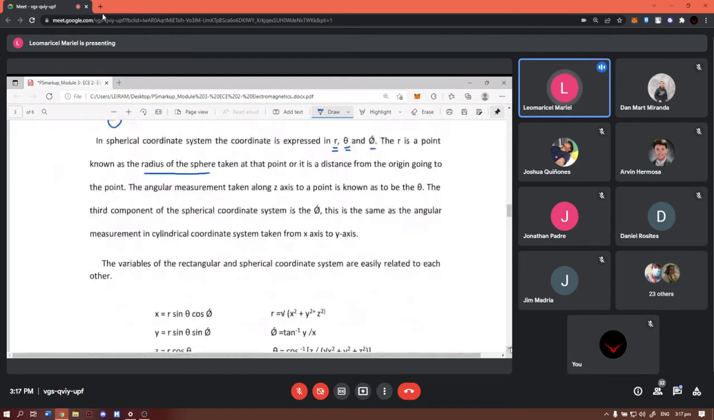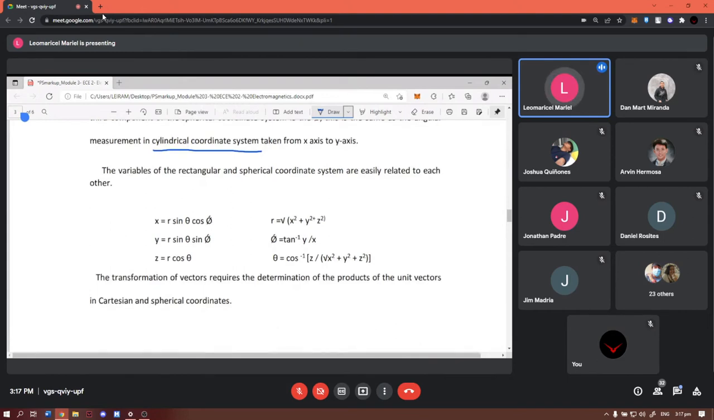Next. Okay, so the R is a point known as to be the radius of the sphere taken at a point or at the distance from the origin going to the point. So yun yung sinabi natin. So the angular measurement taken from along the z-axis to a point is known as to be the theta. Yung sinasabi natin kanina. The third component of the spherical coordinate system is the phi, which is the same as the angular measurement in cylindrical taken from the x-axis to y-axis. Okay? So, yun yung ating coordinate.